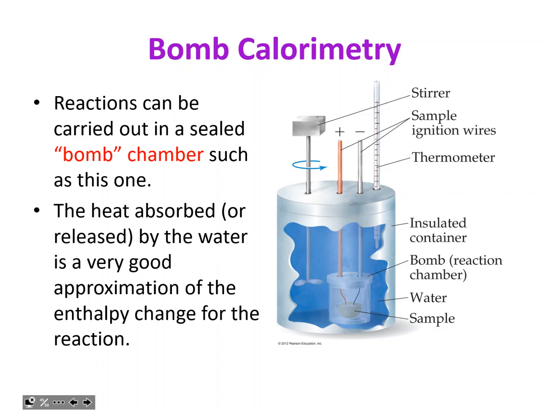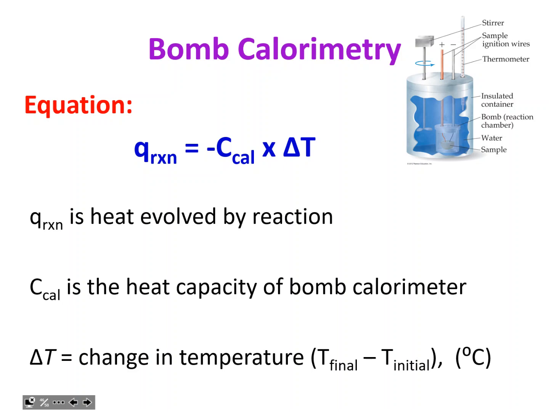The heat absorbed by the water is a very good approximation of the enthalpy change for the reaction. And there's a basic formula if they give you the heat capacity of the bomb calorimeter to begin with. If they give it to you, then you can just use this formula, which is nice. Bomb calorimetry: heat capacity times the change in temperature gives you the heat evolved in that reaction, whether it's absorbed or released. Most of the time, hence bomb calorimetry, these are going to be exothermic.